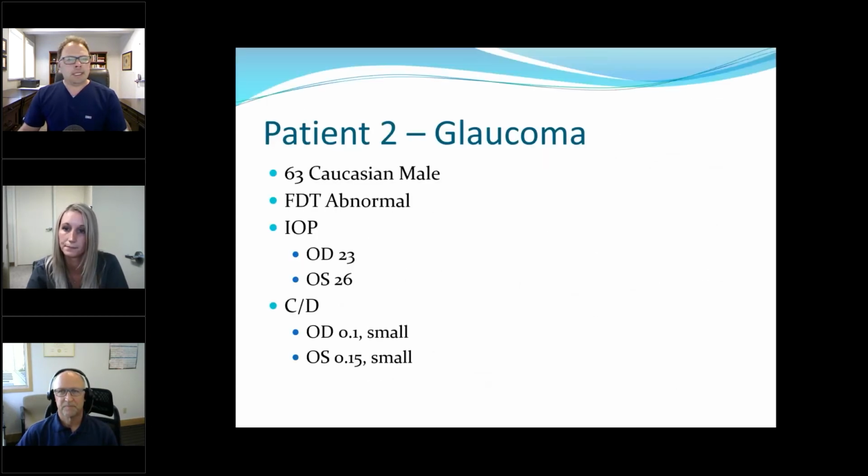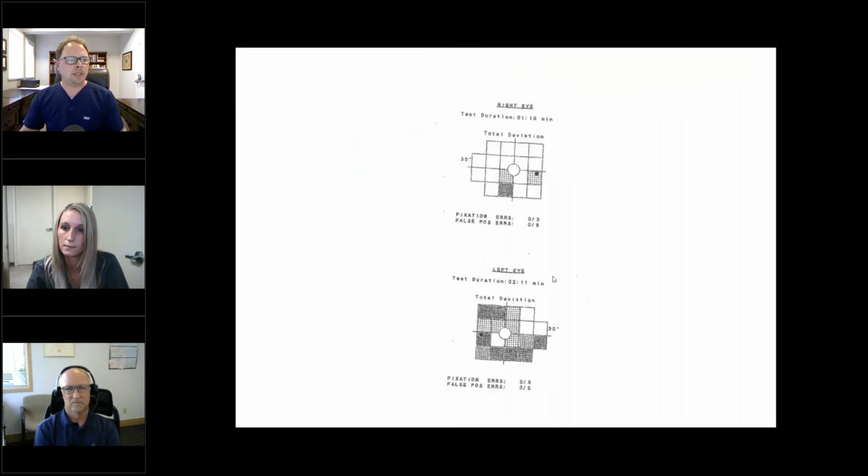All right, well, I'm just going to keep trucking. Patient 2, a 63-year-old Caucasian male, ended up having glaucoma. That's the punchline. It was kind of the standard scenario. The FDT at the visit was abnormal. Eye pressure was 23 in the right, 26 in the left. The CDs were small, 0.1 and 0.15, and the nerves just looked small. But because of the abnormal FDT, which is shown here, I decided to pull the trigger on demand perimetry.